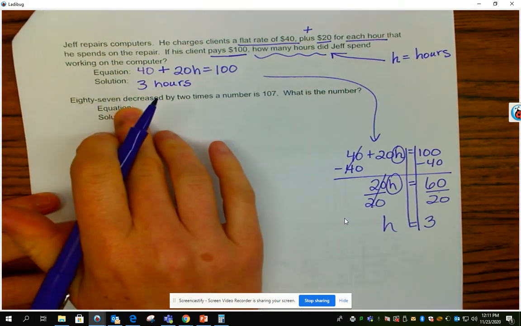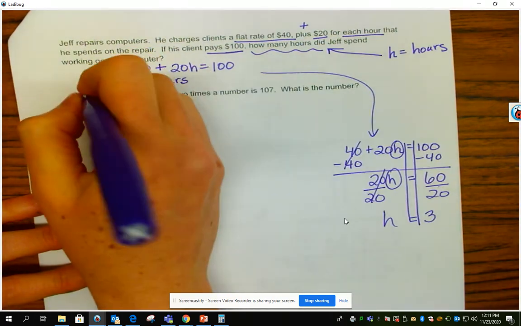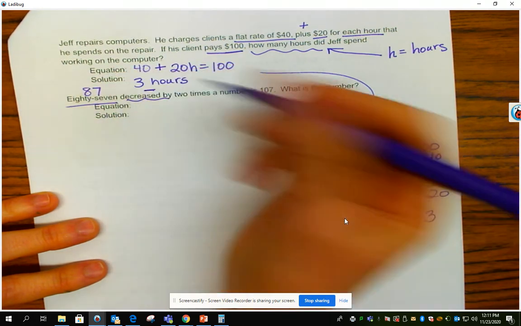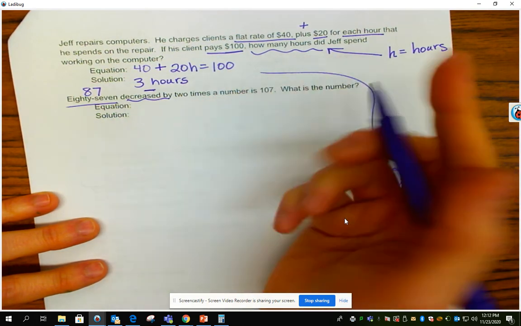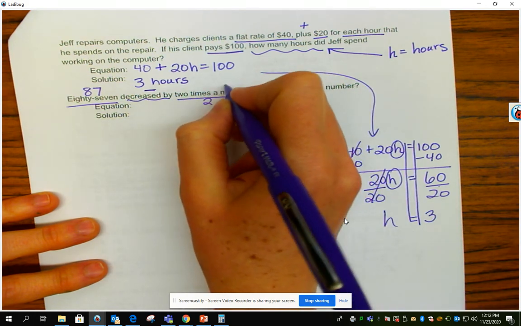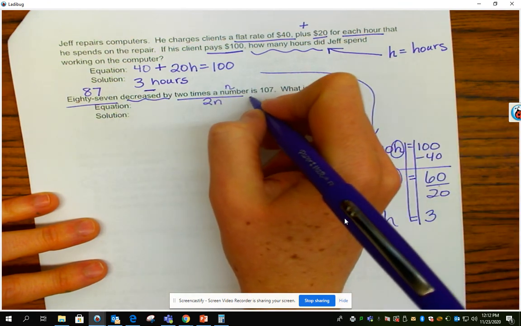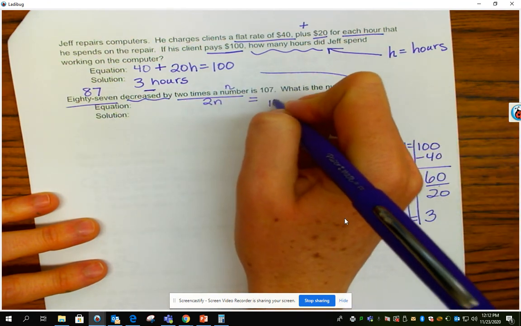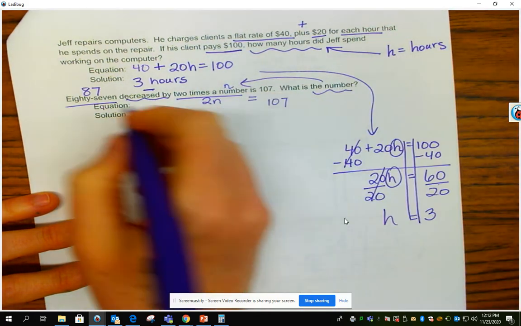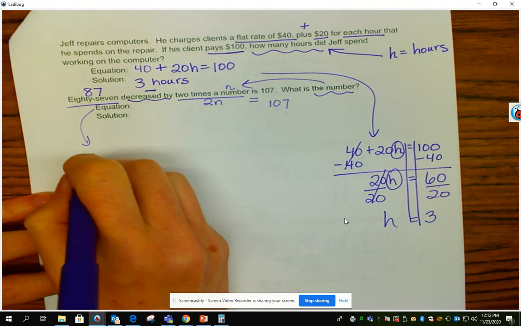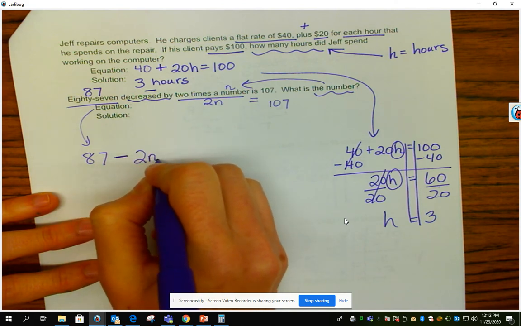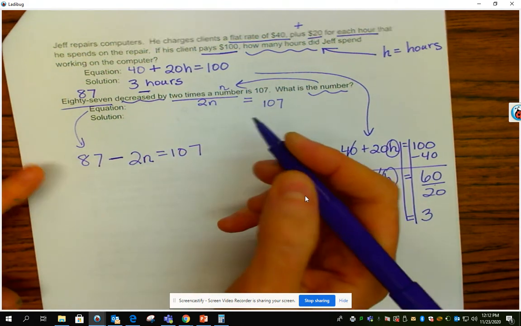All right, let's try our last one. 87 decreased by, I'm thinking minus, 2 times a number. So 2 times something, let's call our number n, is 107. What is the number? So n is the number. So our equation is going to be 87 decreased by minus 2 times a number is 107. So that would be our equation.